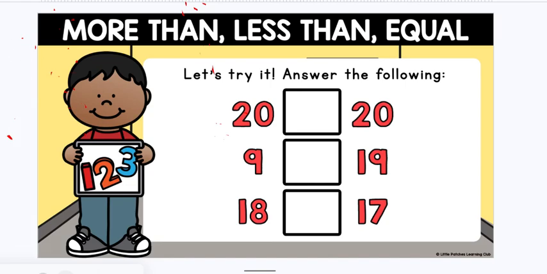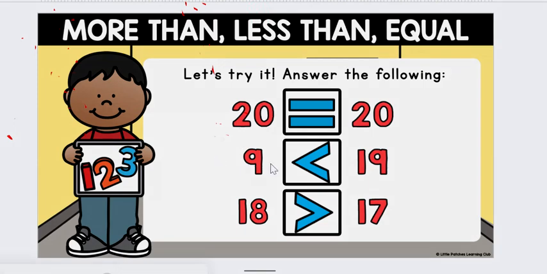All right. Let's see if we got it right. Let's move on to the next slide. Oh, here we go. 20 is equal to 20. 9 is less than 19 because the point is to the 9 and the alligator is eating the big number, which is 19. What about 18? 18 is greater than 17 because 18 is the bigger number and the alligator is eating the bigger number and it's pointing to the little number, okay?